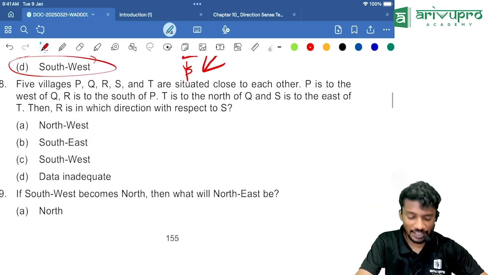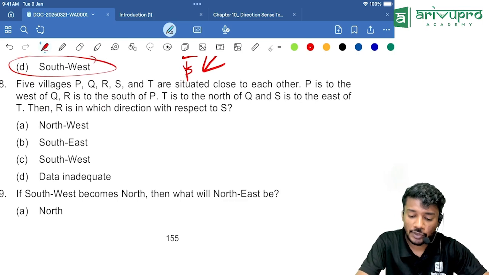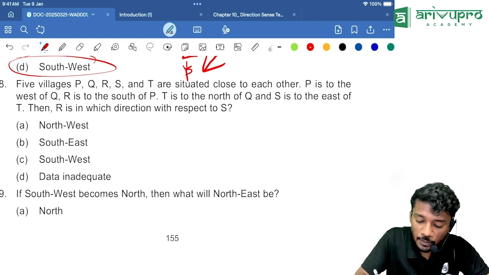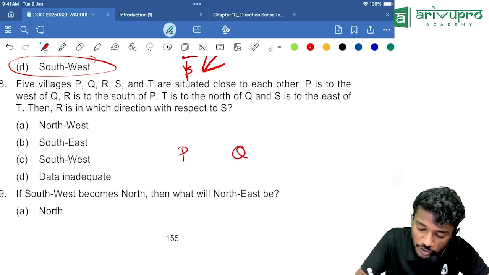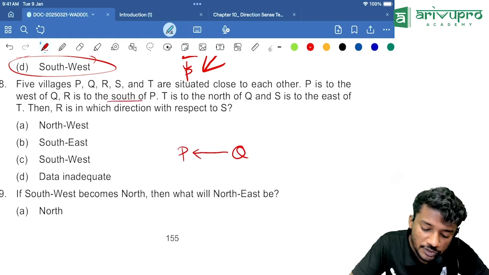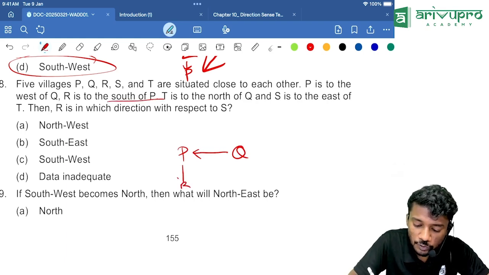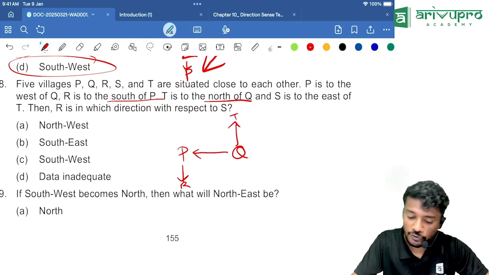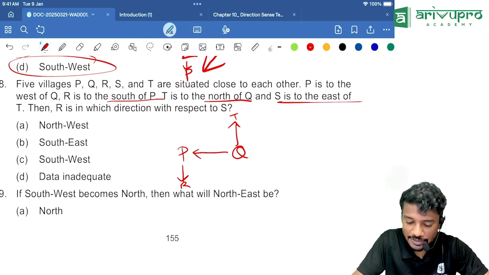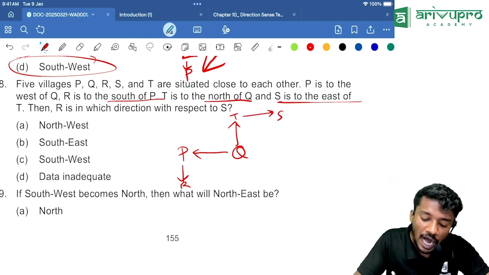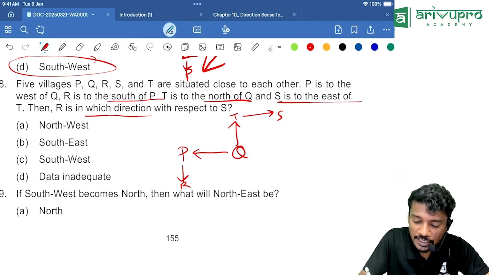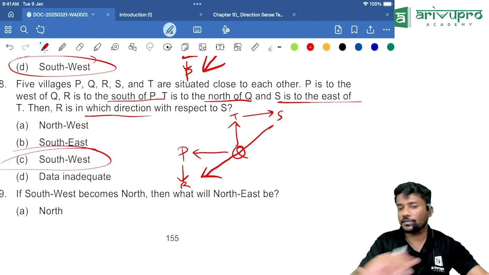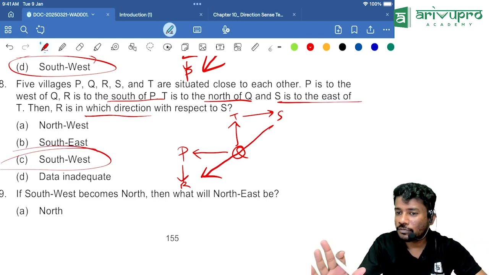Next one. Five villages P, Q, R, S, T are situated near each other. P is to the west of Q. Then R is to the south of P. T is to the north of Q. S is to the east of T. R is in which direction with respect to S? What is the answer? Southwest. Got the point? Yes. One by one, decode and draw.